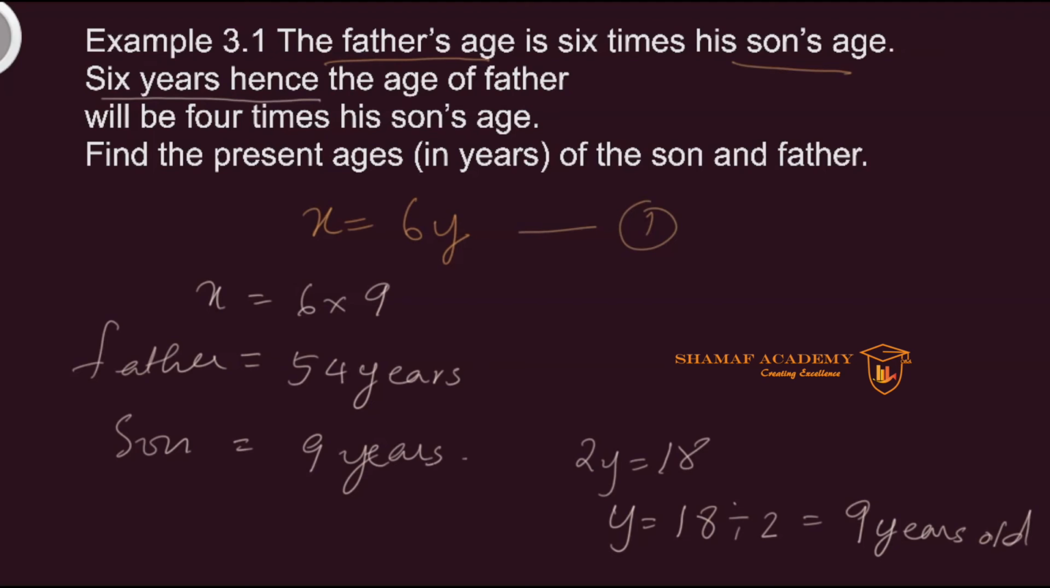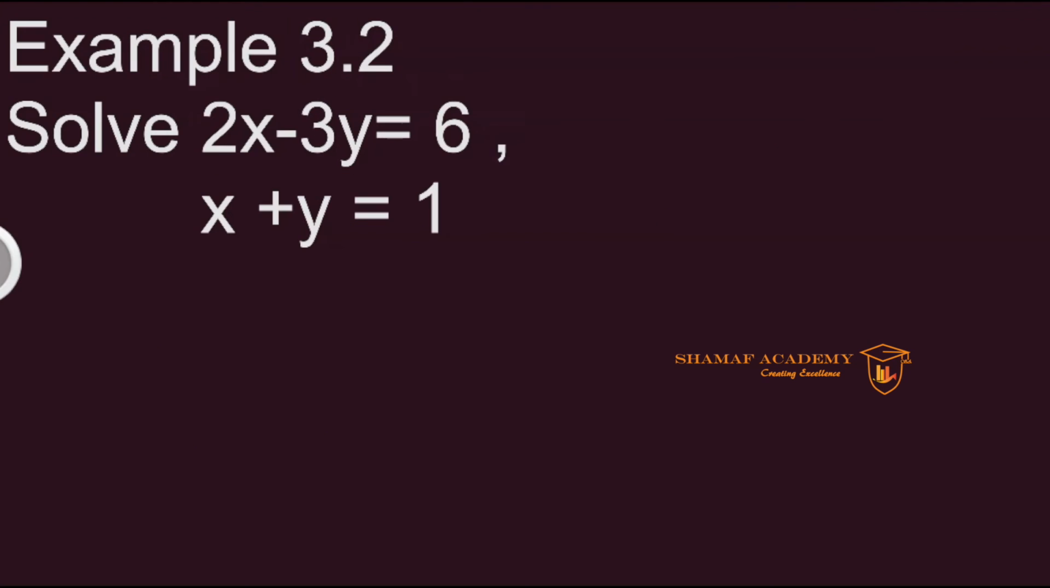All right, so coming to our next example, which is solve 2x minus 3y equals 6 and x plus y equals 1. It's better if we do this question in the elimination method so that it makes it easier. Over here, the substitution method is going to be complex. So the elimination method goes somewhat like this.